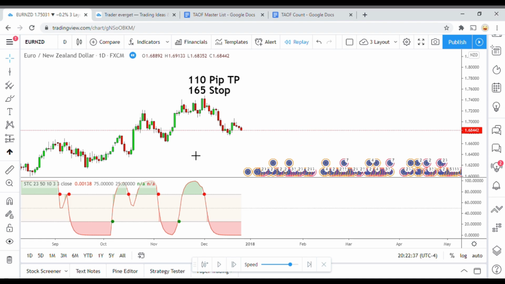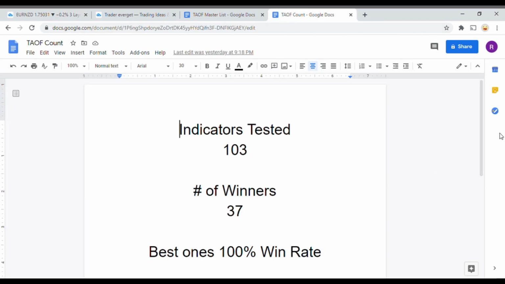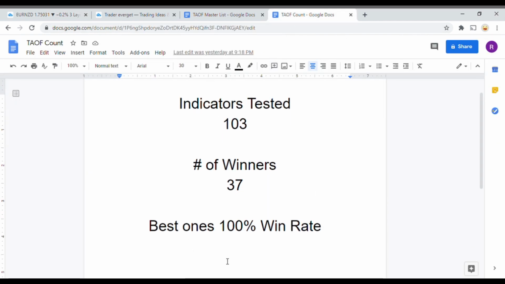Alright, as I said, today we will be testing the Schaff trend cycle indicator. But before we do, I wanted to put the indicator scoreboard up for everyone to see. So, to date, we have tested 103 indicators. And out of those 103 indicators, 37 of them have been winners, which means that they have met or exceeded the 60% win-loss ratio threshold that we have set for them. The best ones so far have been able to achieve a 100% win rate.